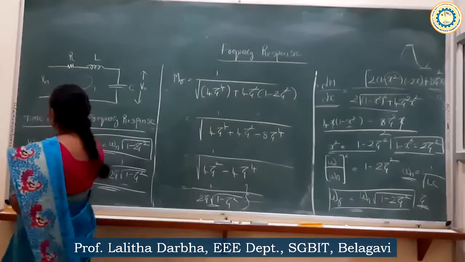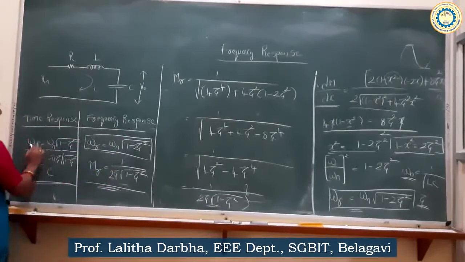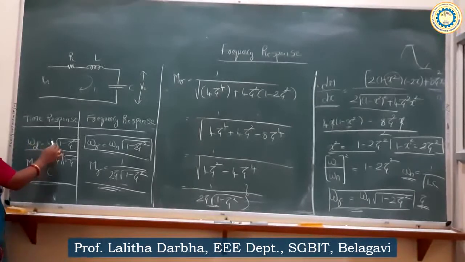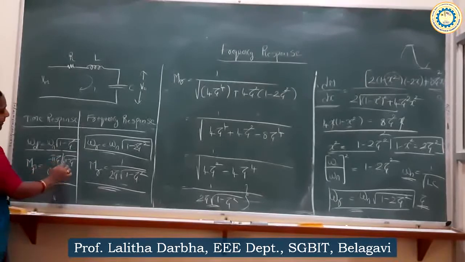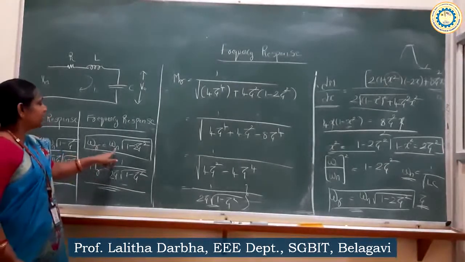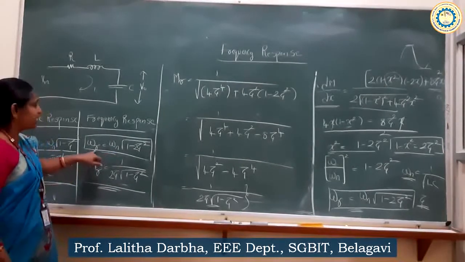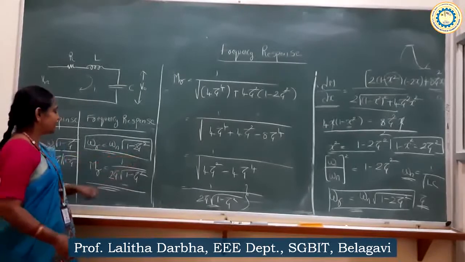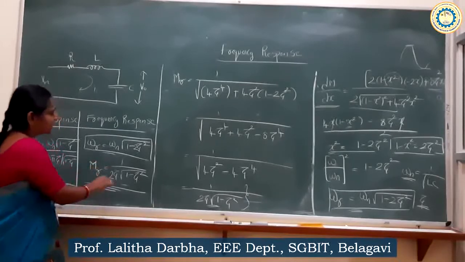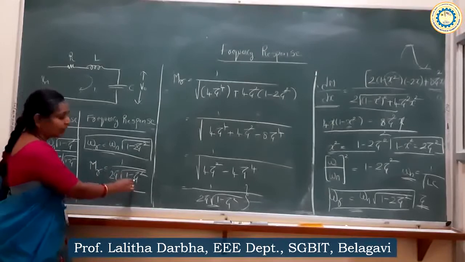We just compare response specifications. Omega d, the damped natural frequency in the time domain, is omega n root 1 minus zeta square, where omega n is 1 by root LC, zeta is the damping factor, and peak percentage overshoot Mp is e to the power minus pi zeta by root 1 minus zeta square. The same in the frequency domain: omega r, the resonant frequency, is omega n into root 1 minus 2 zeta square, and MR, the resonant magnitude peak, is 1 by 2 zeta root 1 minus zeta square.